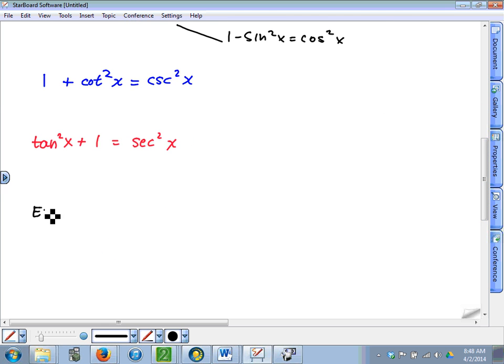Here's an actual example of what an identity is. An identity means proving that one side of an equation actually does equal the other side. That doesn't mean that you solve the equation. Here's what I mean. It's kind of like proofs.